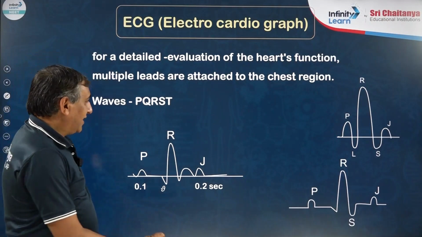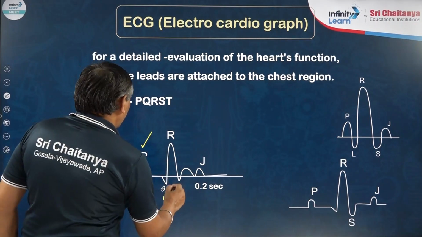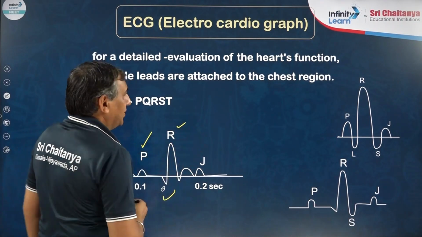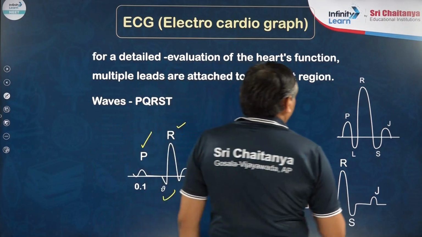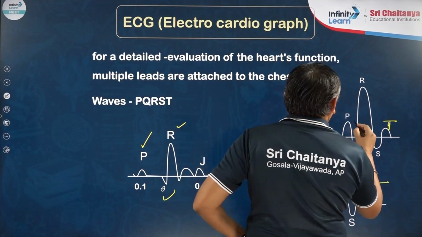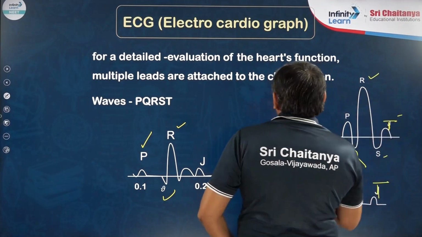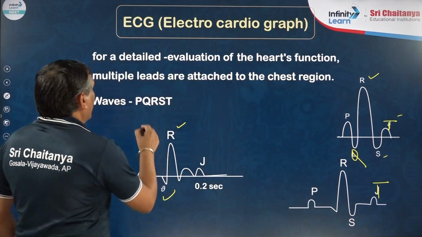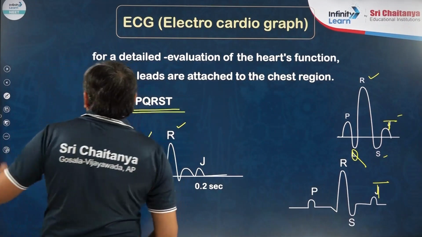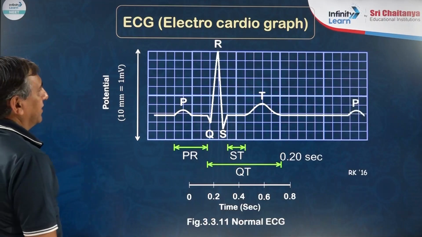In the ECG there are different waves: P wave, Q wave, R wave, S and T. So it is P, it is Q, it is R, it is S, it is T. So how many waves are there? PQRST waves are there. What are they asking? See, here it is correct.